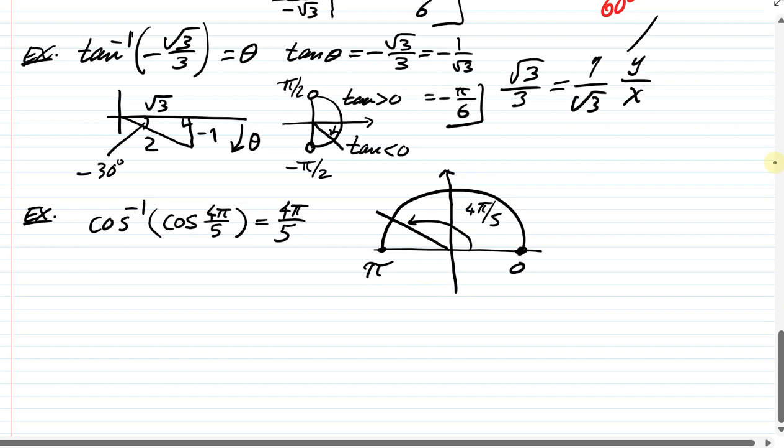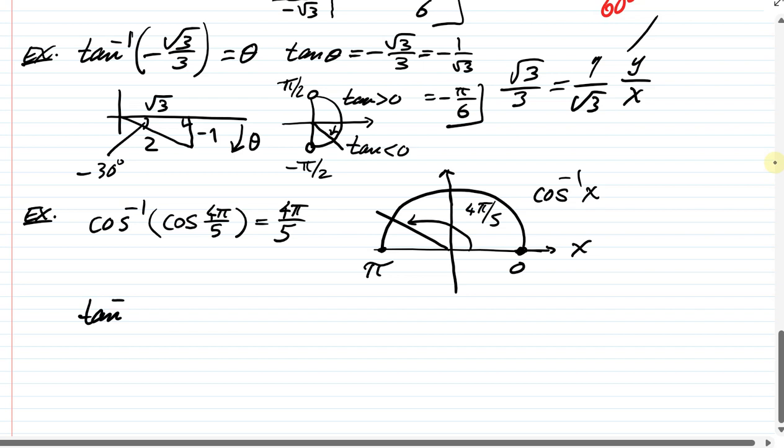Okay. Now, I'm clearly within the domain, right? Or I'm sorry, the range of the inverse. And this is cosine inverse x. So clearly, I have a value that's within the range of the inverse. So the answer is going to be 4 pi over 5. No problem. Well, let's do another one.